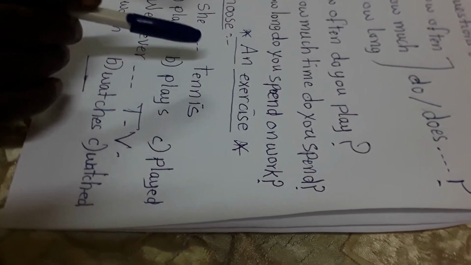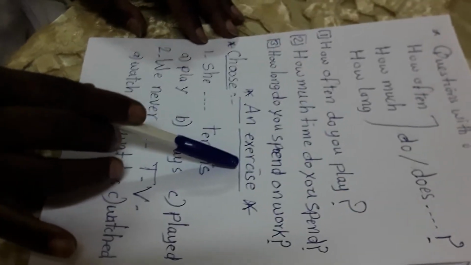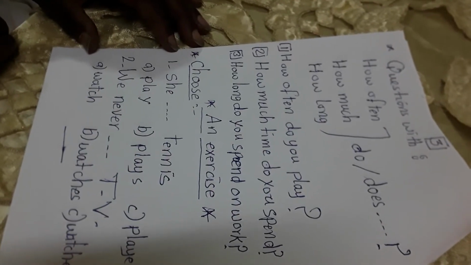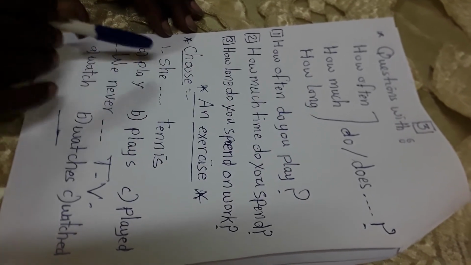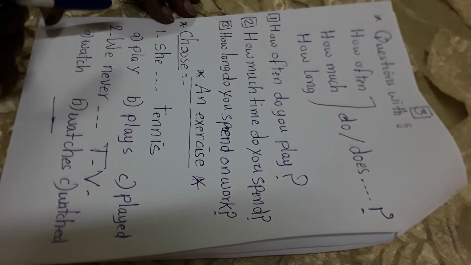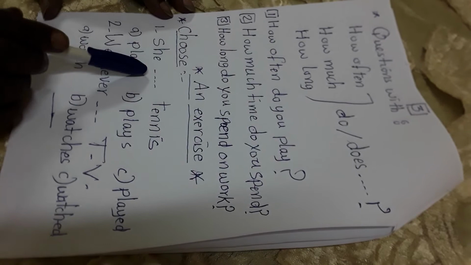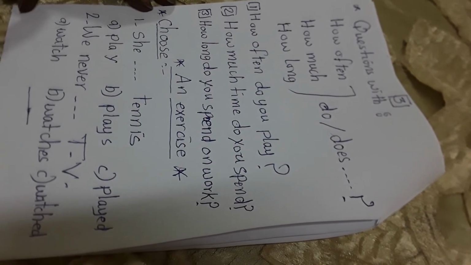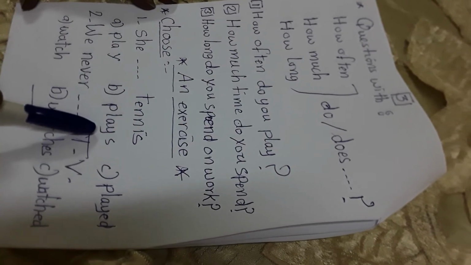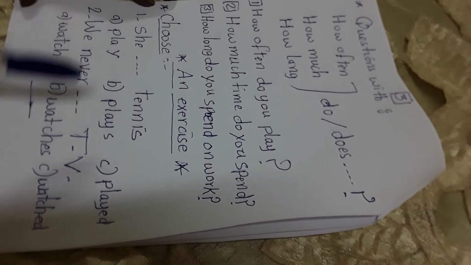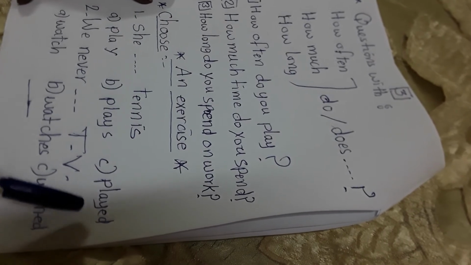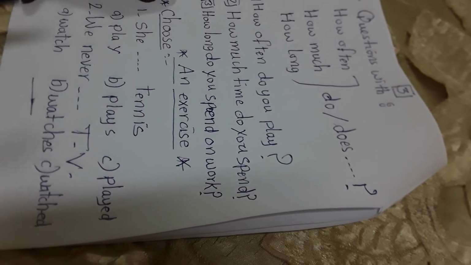Now we have a short exercise. I am asking you to choose the right verb to complete sentence number 1 and sentence number 2 here on this page. Let us start with number 1. She does tennis. She play tennis, or she plays tennis, or she played tennis. Choose the right verb and write here on this space.